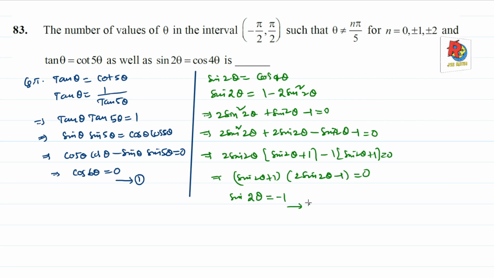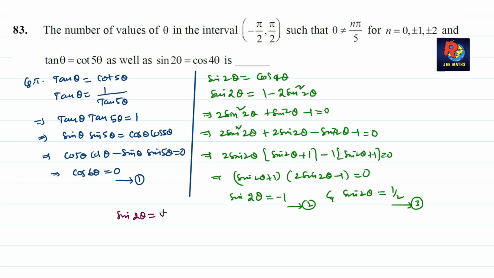Let us assume that this is equation 2, and sin 2 theta equals 1 by 2. Let us assume that this is equation 3. From equation 2, you can observe that sin 2 theta equals sin(-90°). I can write 2 theta equals minus pi by 2. Therefore, theta equals minus pi by 4.